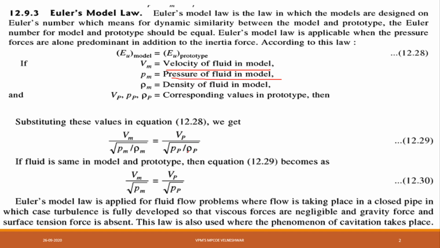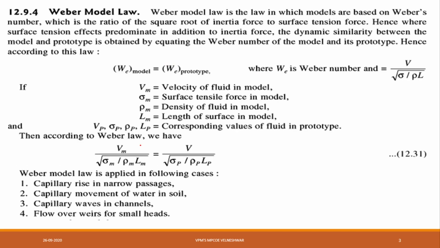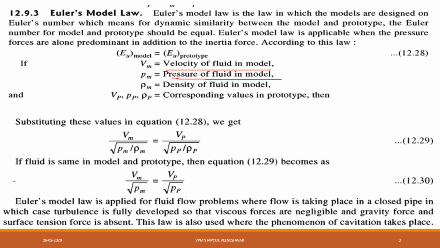Now generally, the fluid will be the same in both model and prototype. If you are taking a liquid, water will be there; if you are taking kerosene, kerosene will be there. So here rho m and rho p will be cancelled, and the remaining value is Vm divided by square root of Pm is equal to Vp divided by square root of Pp.